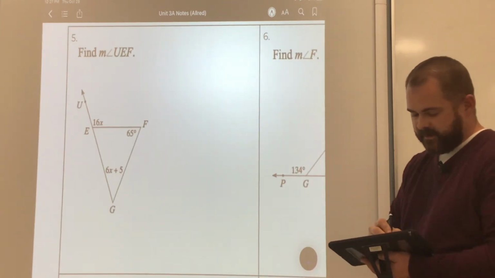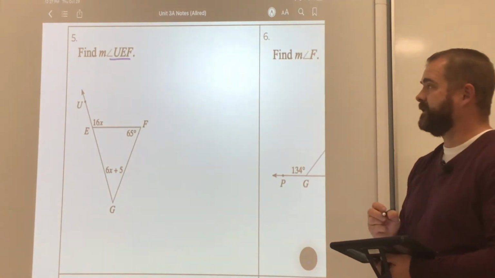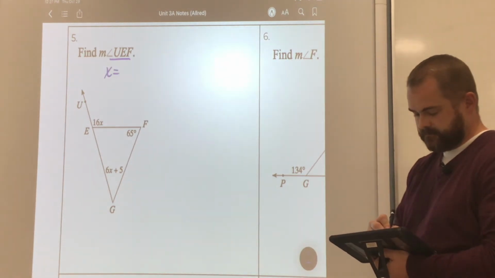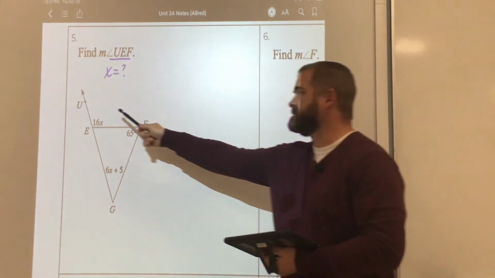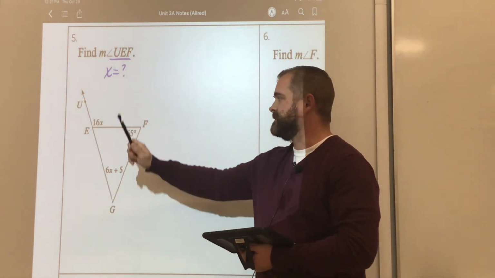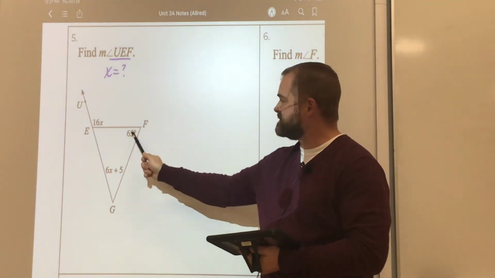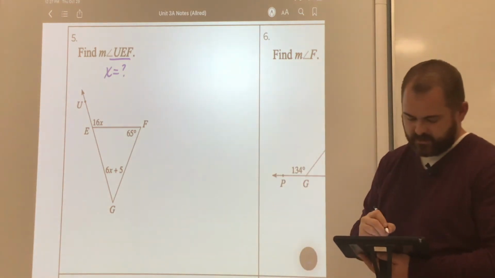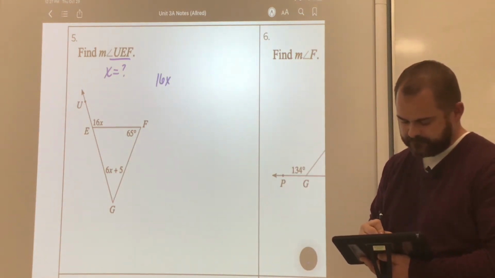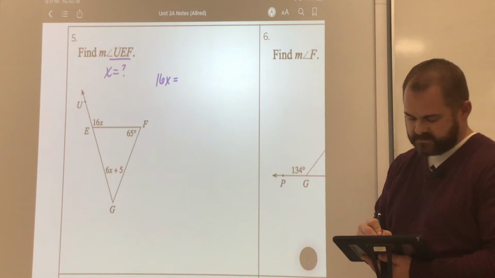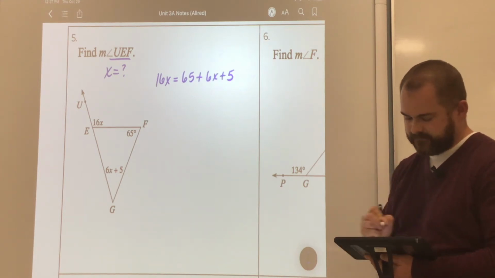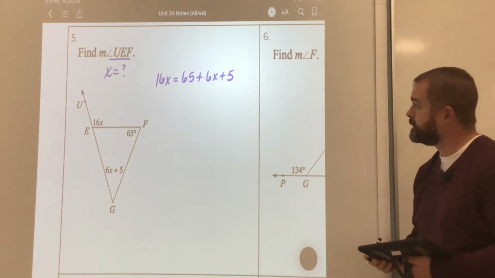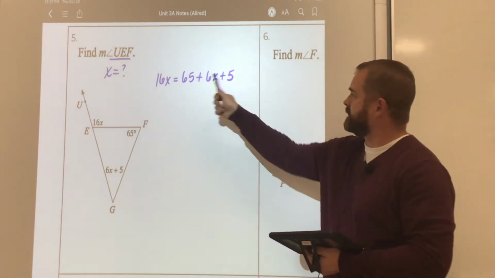So before we can think about finding the measure of angle UEF, we need to find the value of x. And so once again, we're going to set up an equation where this exterior angle, 16x, has to be equal to the sum of these 2 angles. So your equation would look like this. 16x equals 65 plus 6x plus 5. Okay? And as we work through that, we want to combine like terms here.